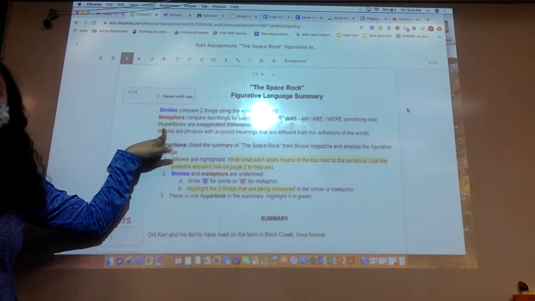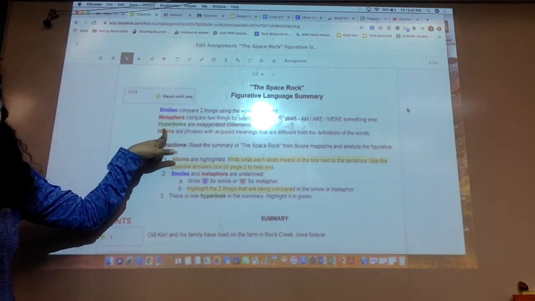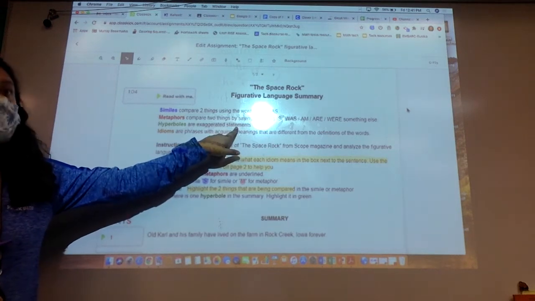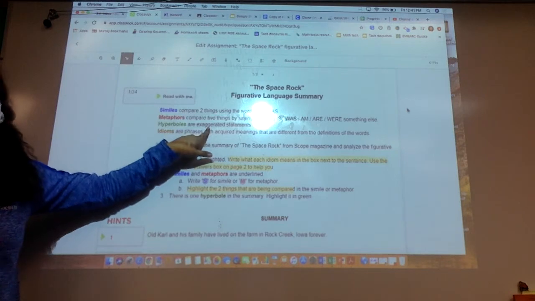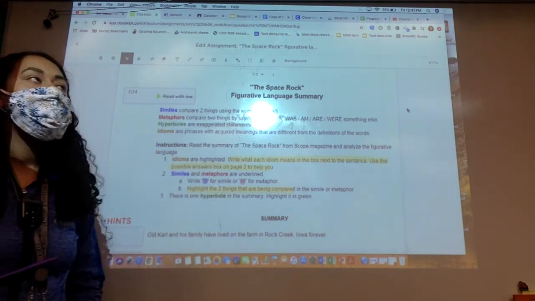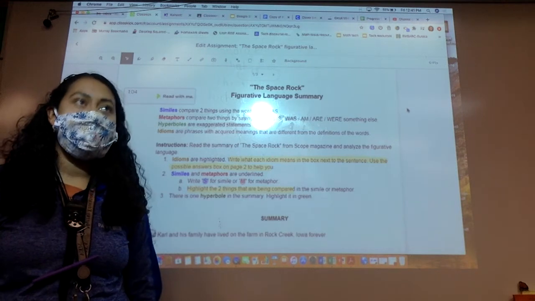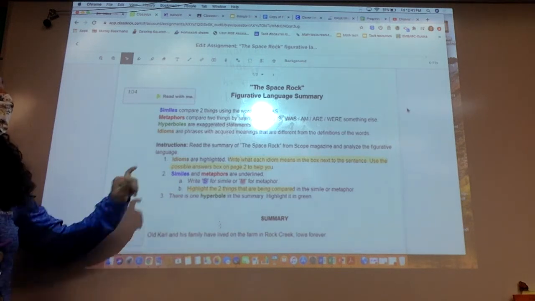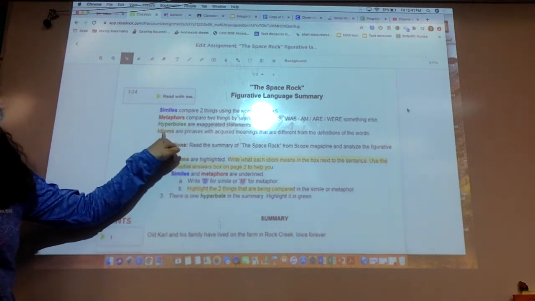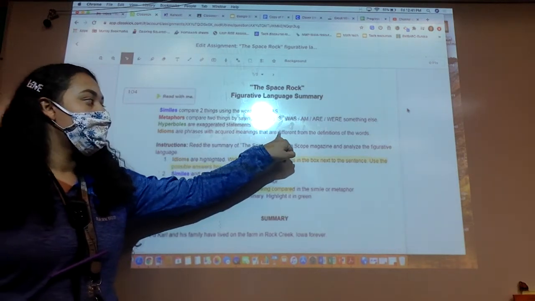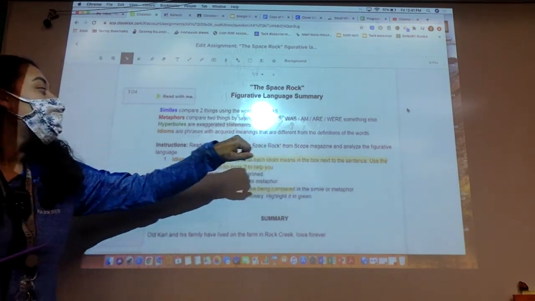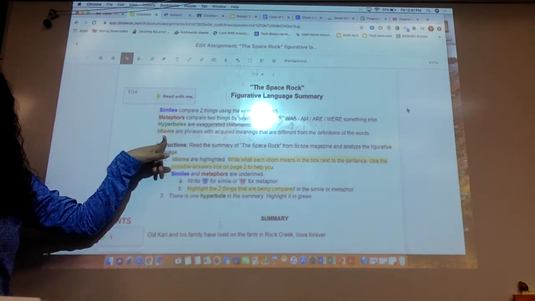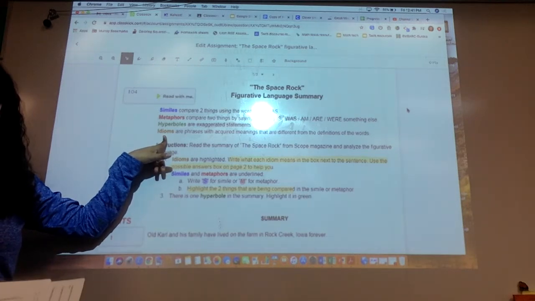Okay, hyperboles. Who wants to read that one? Dylan? Hyperboles are exaggerated statements. Okay? So kind of like, this assignment is going to take me forever to do. That's a hyperbole, because it is an exaggerated statement. Okay? Sophie? Idioms are phrases that acquire meanings that are different from the definitions of the words. Good. So this is what we just read through, right? Examples of idioms.